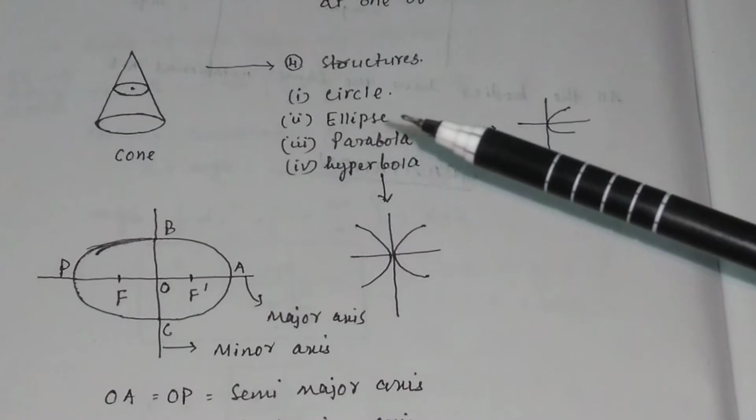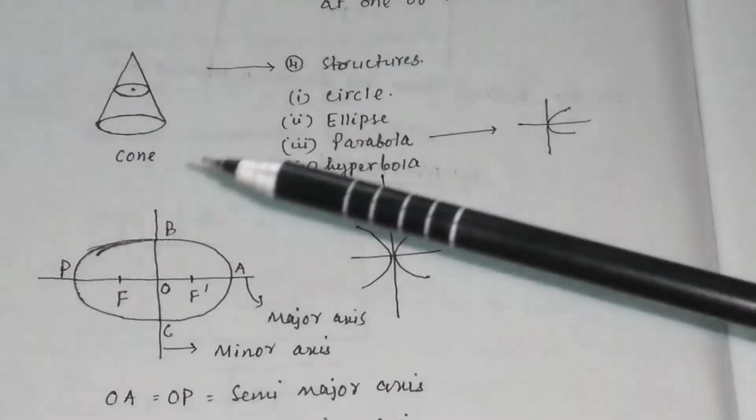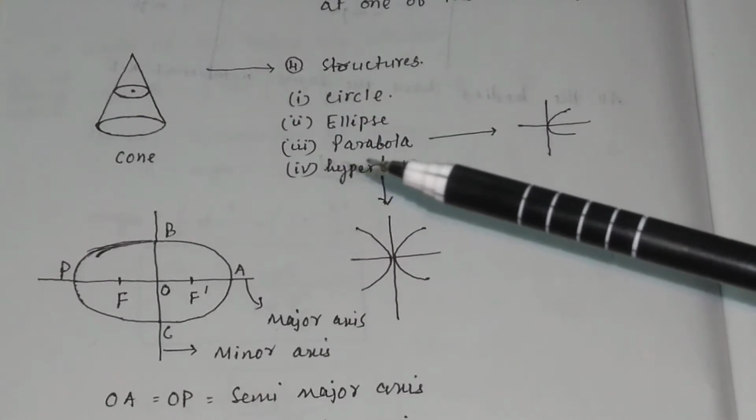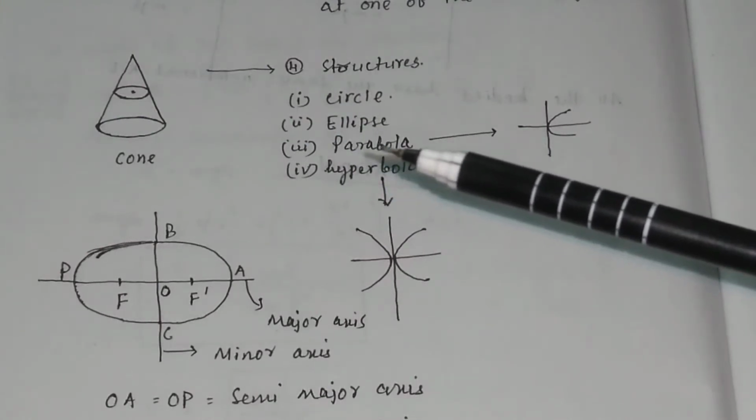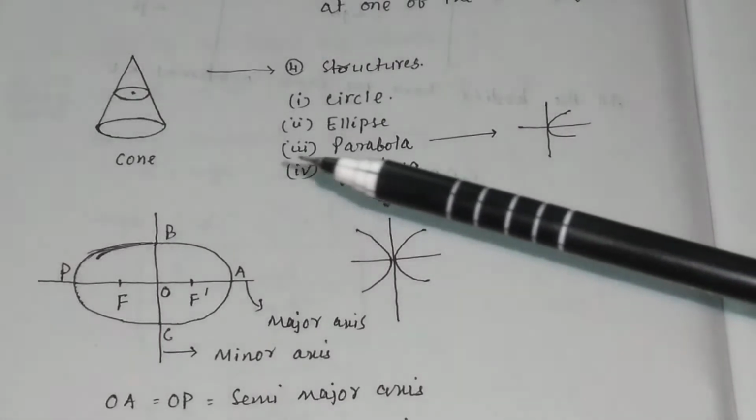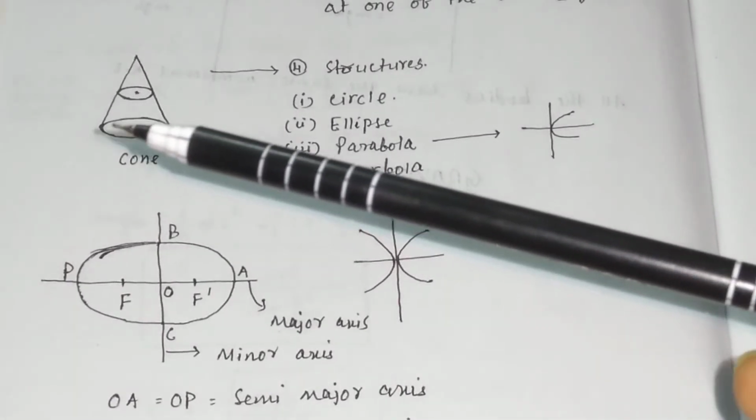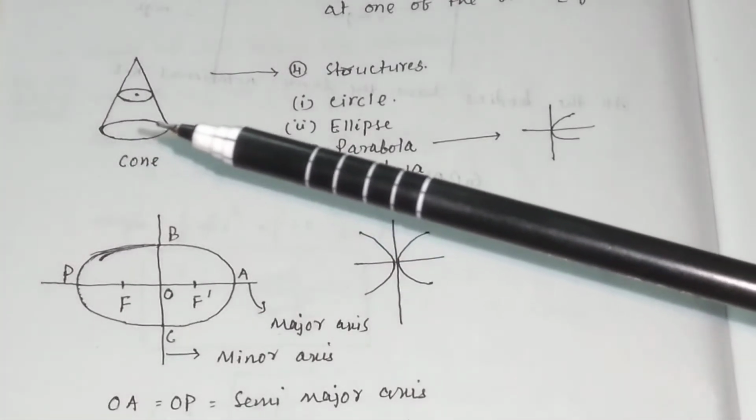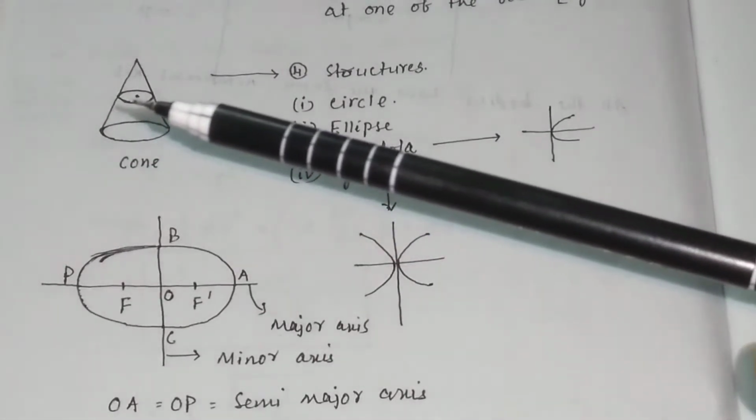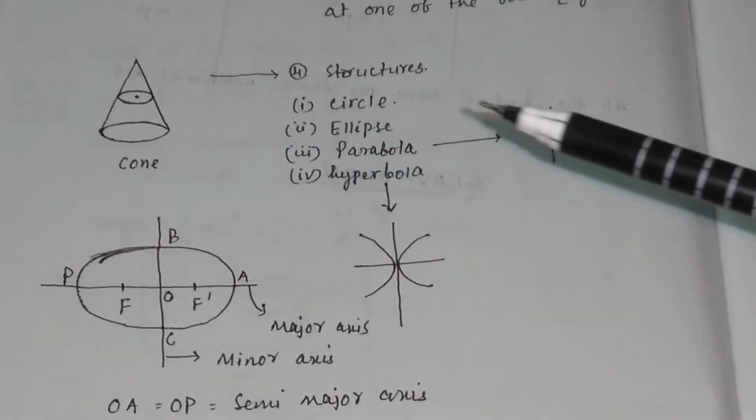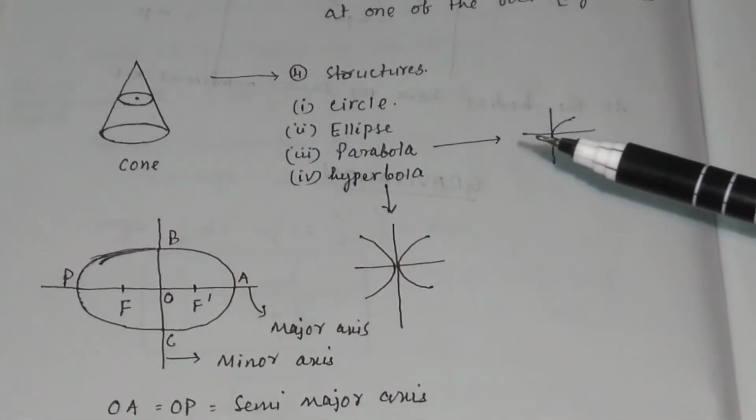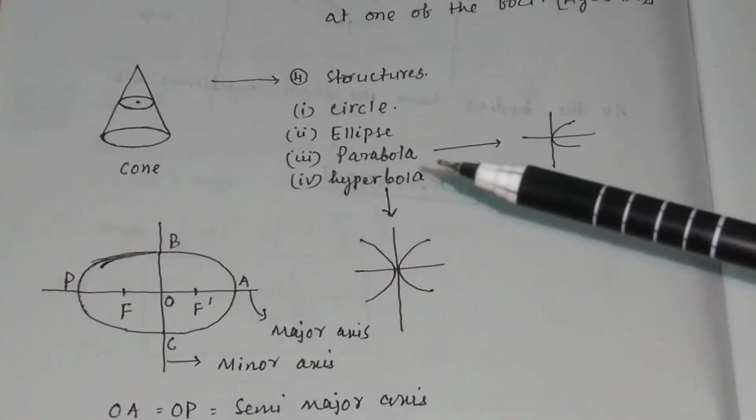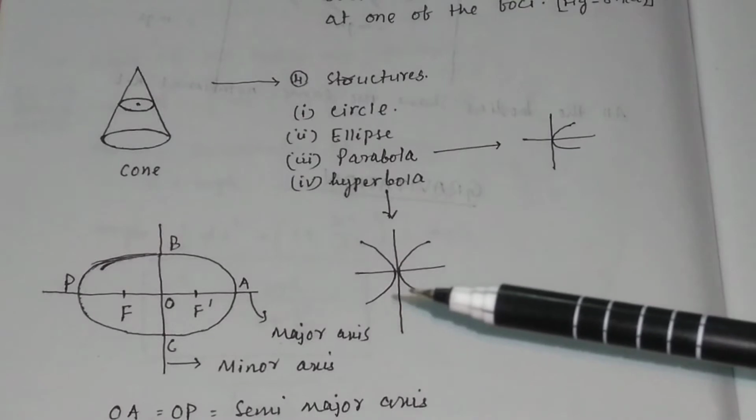There are basically four types of conic section. If you divide a cone, then you will get four types of structures: circle, ellipse, parabola and hyperbola. This side will be in the form of an ellipse. At the middle you will get the shape of a circle, and this is the shape of a parabola, and this is the shape of a hyperbola. You will read about this conic section in mathematics.